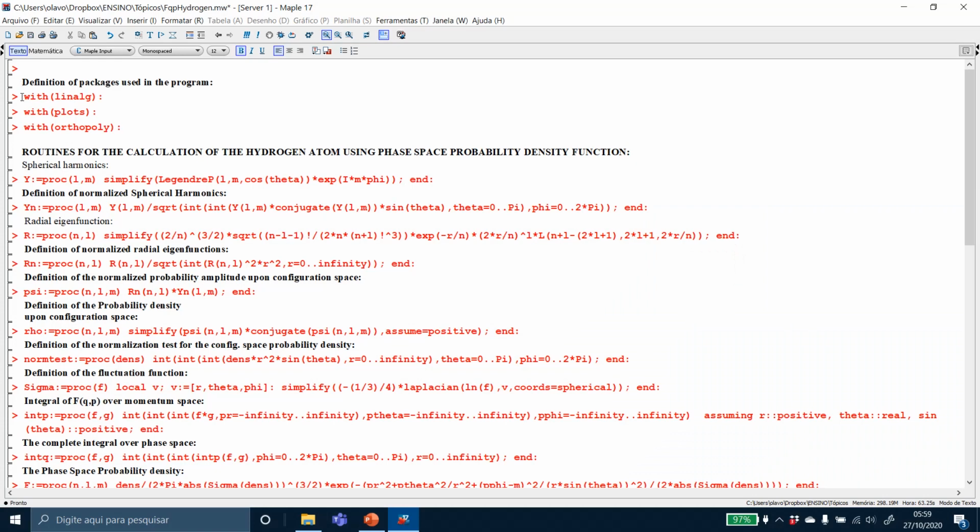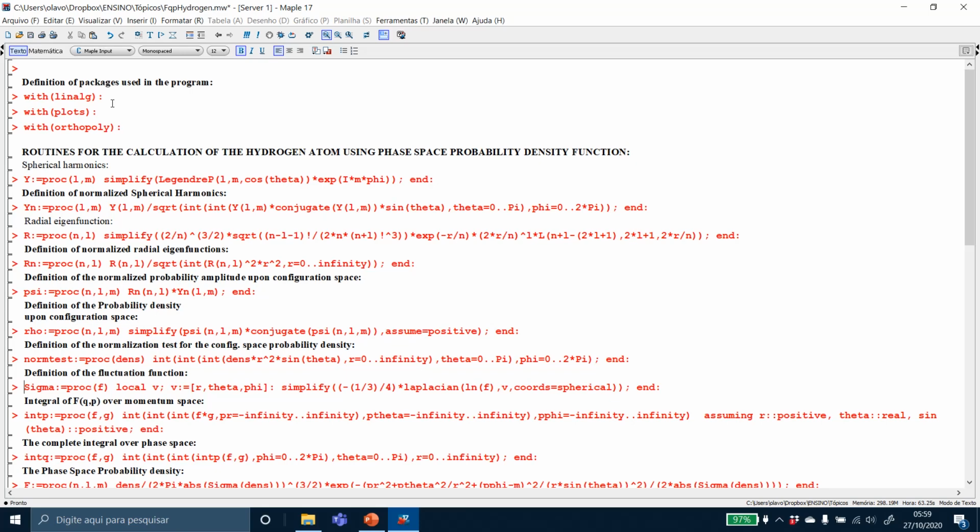Here we are in Maple. Let's call the Maple package orthogonal polynomials. We can calculate here our spherical harmonics, the radial function, and so we calculate the probability amplitude with which we calculate the probability density function upon configuration space. We can test for the normalization of these functions, it's important.